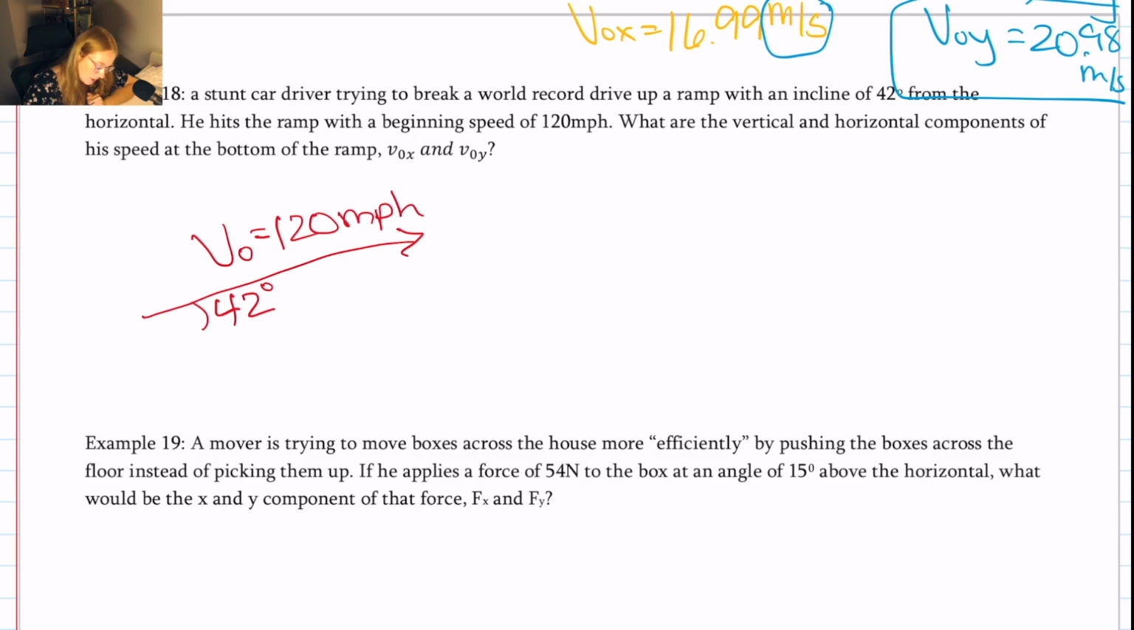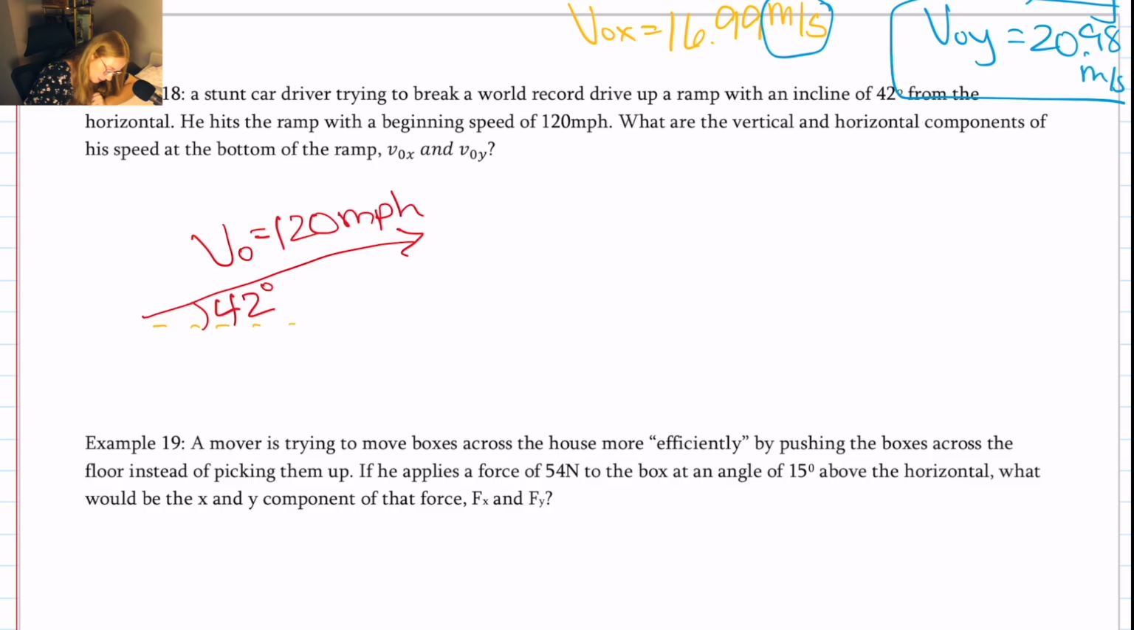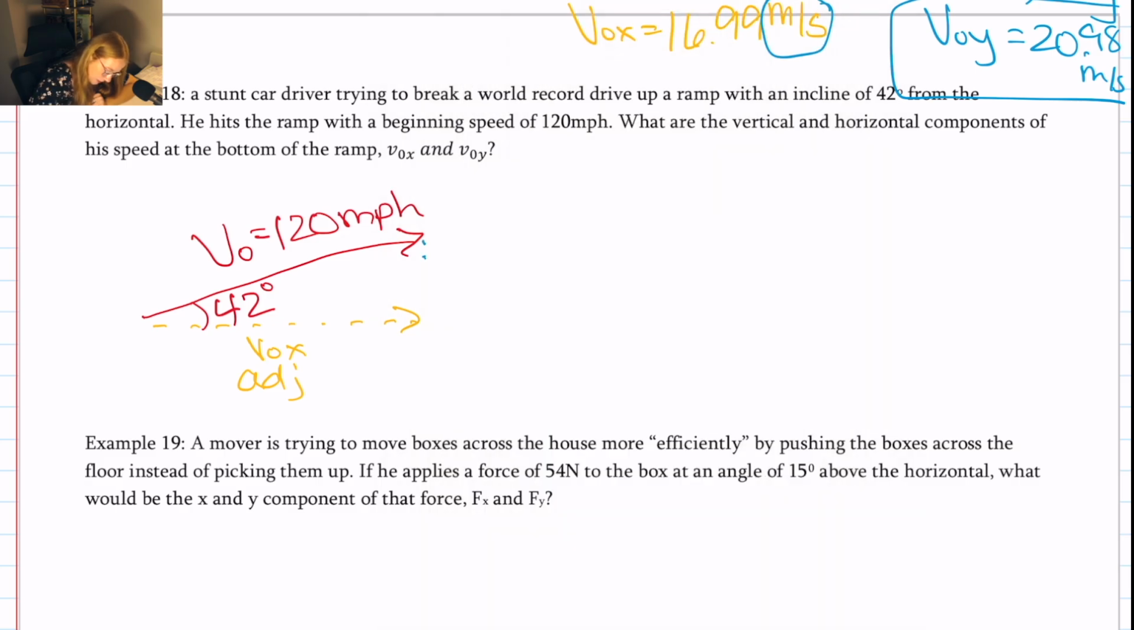Then it asks, what are the vertical and horizontal? So we're breaking it into our triangle. Let's go ahead and label that. I'll use the same colors as last time. So along our x, V naught x, is our adjacent side. That is a common theme. X is usually adjacent. And then our y, look at your angle. That one's the opposite.